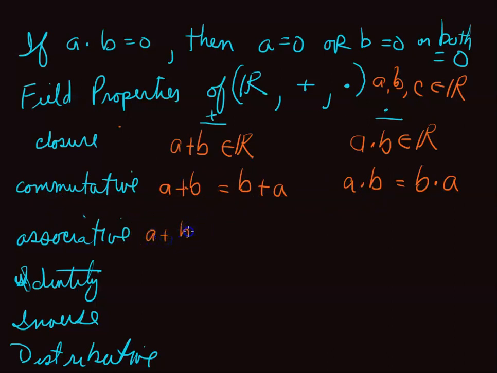Associative is grouping. A plus B plus C equals A plus B plus C. And what this says is I can add these first two together and then add the third one, or I can add the second two together and then add the first one. I get the same thing. Same here with A times B times C equaling A times B times C.